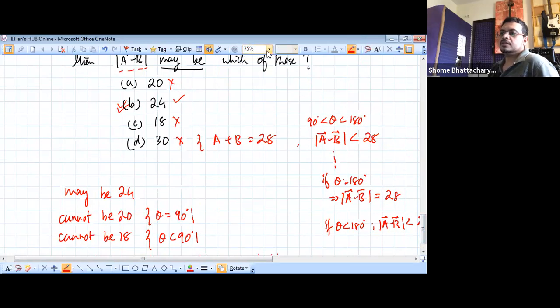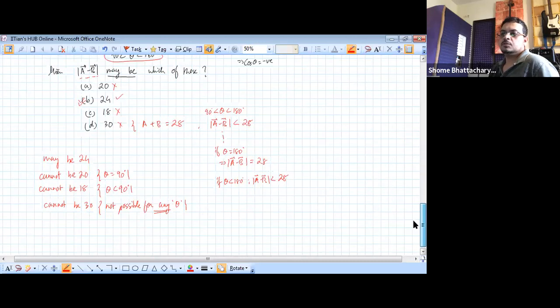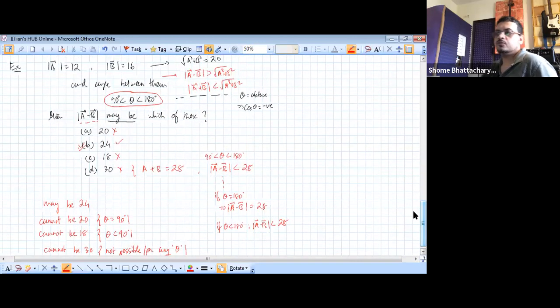You understood the connection of what we just learned with this type of question, because in this type of question you can't directly put a formula to calculate because we don't know theta. So you have to be a little clever over here. You have to understand these things, what is happening, right? So in what condition it can be 24, in what condition it can be 18, in what condition it should be 20.